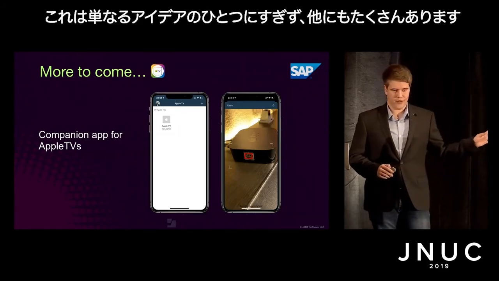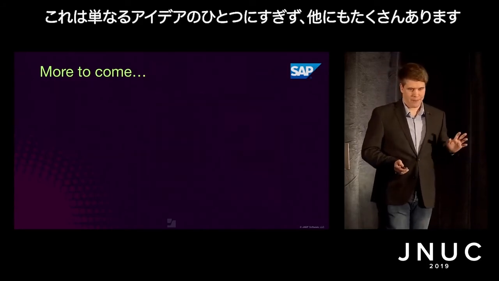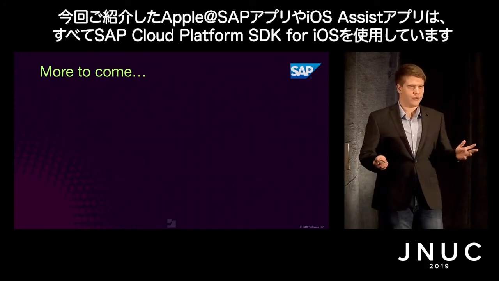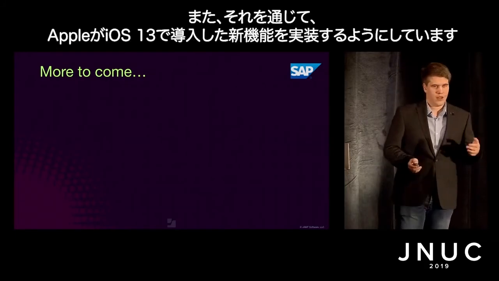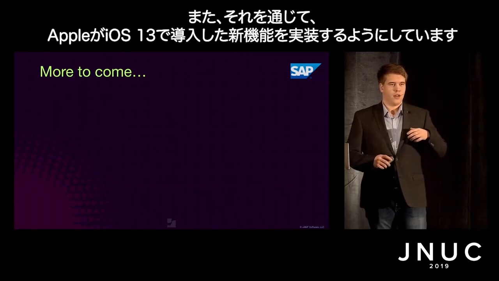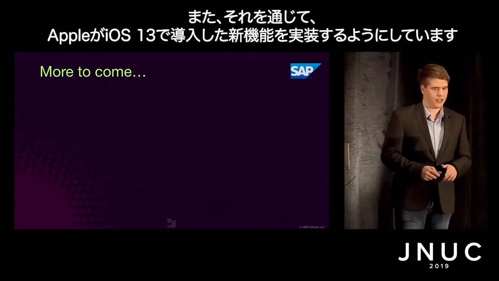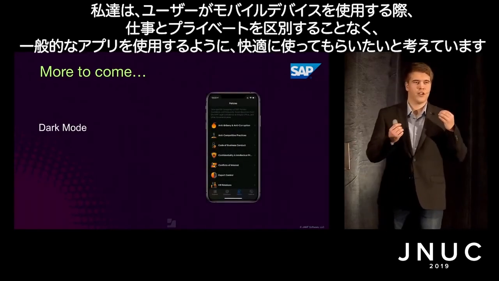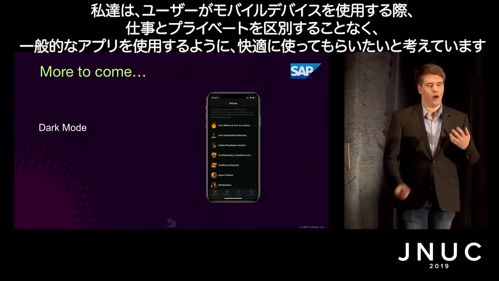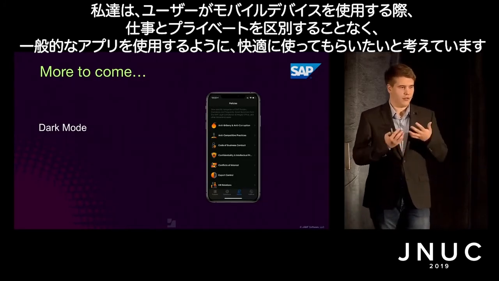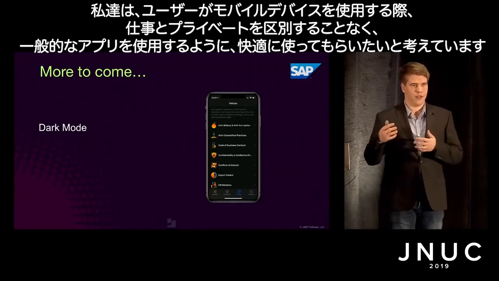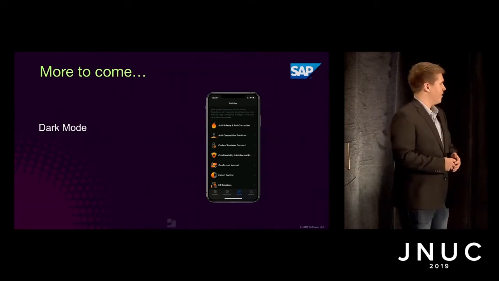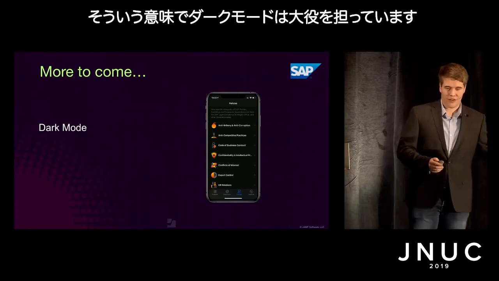So this is just one of our app ideas. Obviously, there's even more to come. All the apps that you saw, the Apple SAP app and the iOS Assist app, all use the SAP Cloud Platform SDK for iOS. With the help of that, we also try to implement new features that Apple introduced with iOS 13. One of them, of course, is dark mode. We want to make sure that our users have this consumer-like experience, that they feel at home on their mobile device, and that they don't have to differentiate between private apps and work apps. They really want to have fun using work apps. How crazy does that sound?